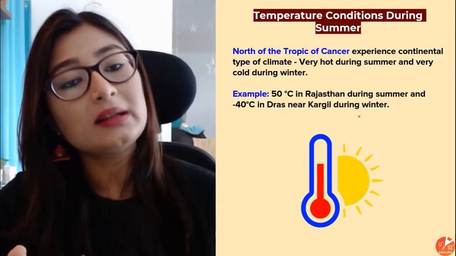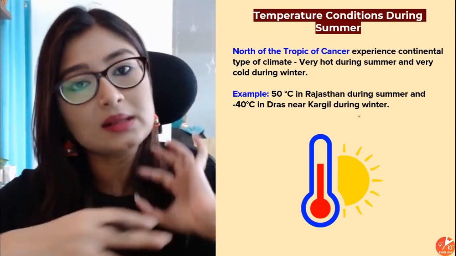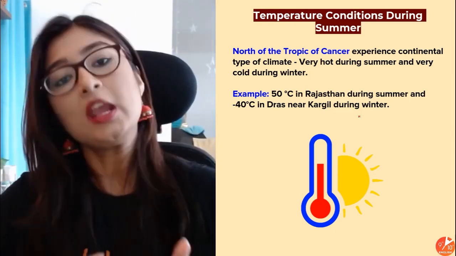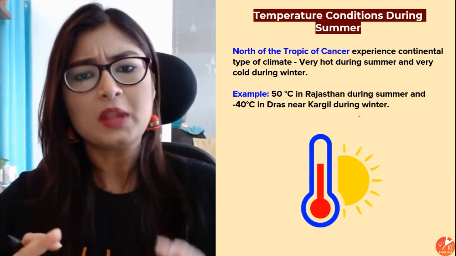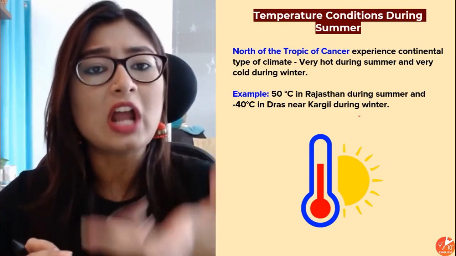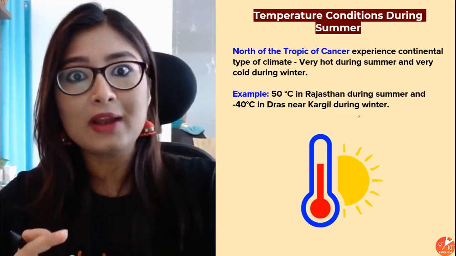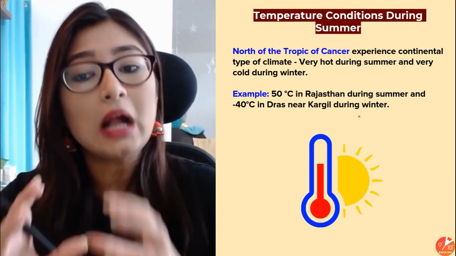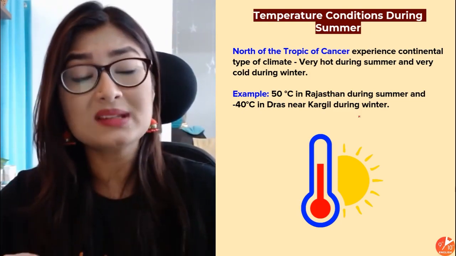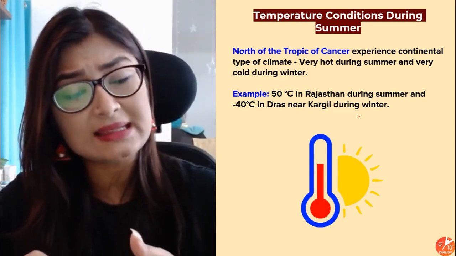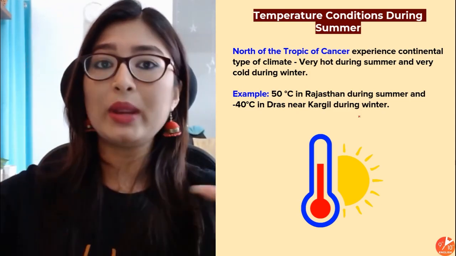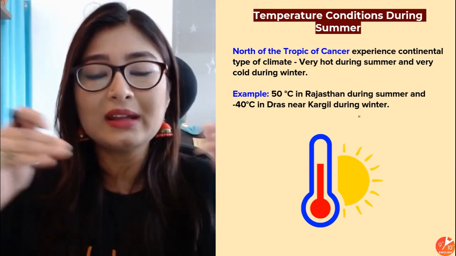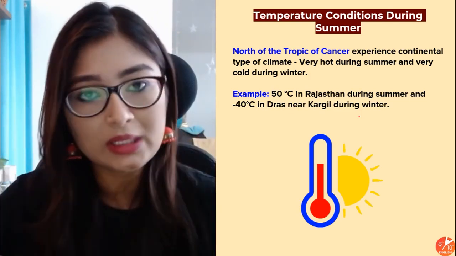However, if you look at the temperature in the tropical zone, you will not find so much variation in this area. You can see this in the temperature also. If you look at the temperature of Rajasthan in summer, it goes up to 50 degrees Celsius. However, in Dras near Kargil during winter it goes down to minus 45 degrees Celsius. So we see that the variation is almost 100 degrees, and that's what we are talking about, that the temperature conditions are absolutely different.